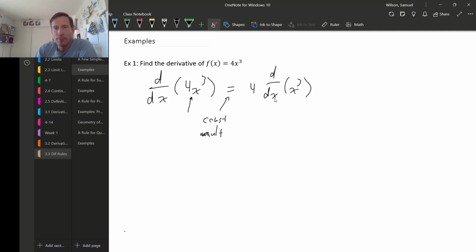All right. Now, since this d dx symbol is still here, that means we still have a derivative to calculate. So we can't stop yet. We aren't done. Fortunately, for the derivative of x cubed, we have a derivative rule. We can use the power rule. The power rule says that you take the exponent, it comes down, and then the exponent decreases by 1. So 3 minus 1 is 2. So this is 12x squared.